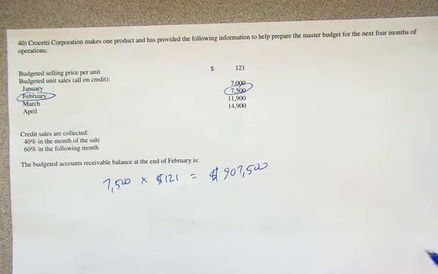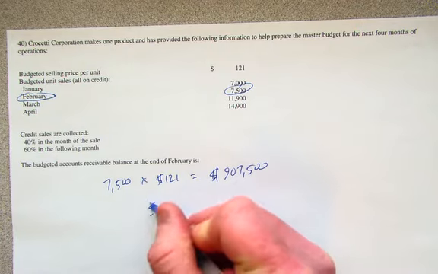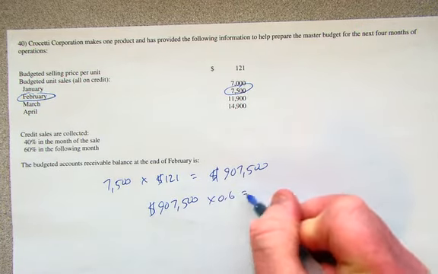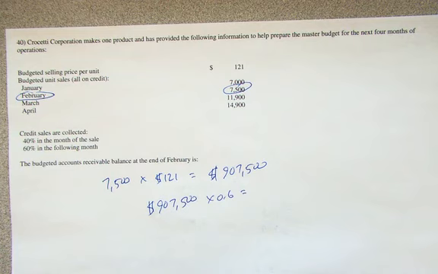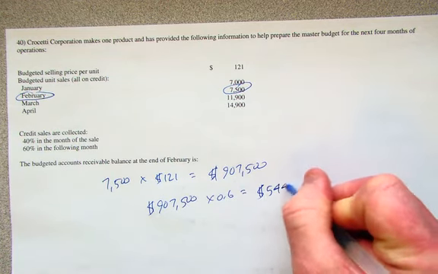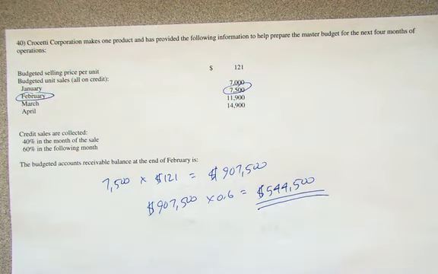Total sales revenue is predicted to be 907,500. If we think that we'll collect 40% of that in the month of February, that would be our cash collections for February. What that means is 60% of that will remain in accounts receivable at the end of the month. 907,500 times 0.6 is $544,500. So at the end of February, if we were preparing a budgeted balance sheet, we could predict that accounts receivable would be roughly $544,000.